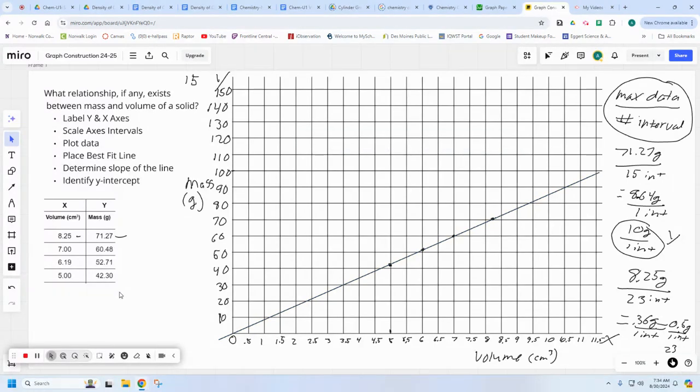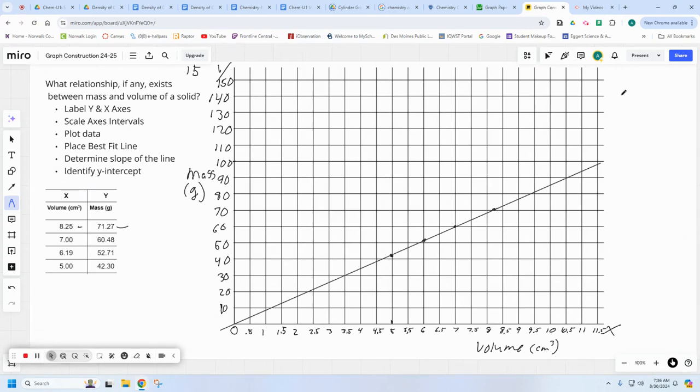So everyone's graph should look something close to this, just scaled on the X and Y axis slightly different. But you should have a scale, labels, data points, a best fit line. The next thing I'm going to show you guys how to do is to calculate the slope of this best fit line.